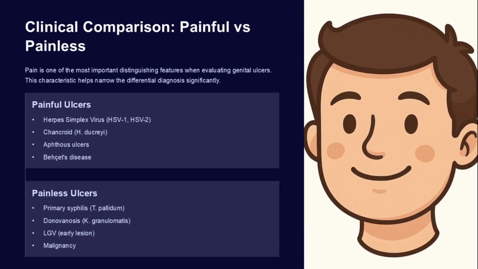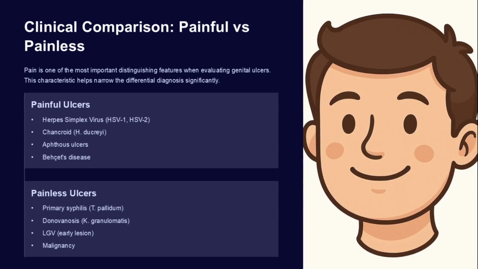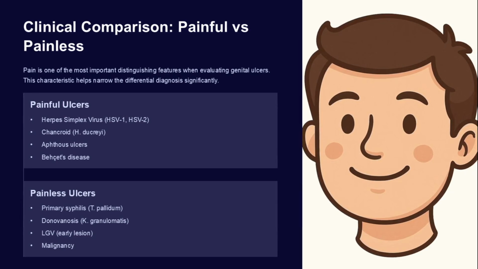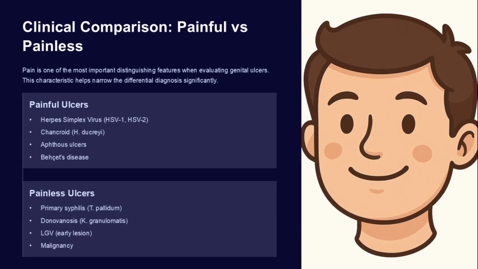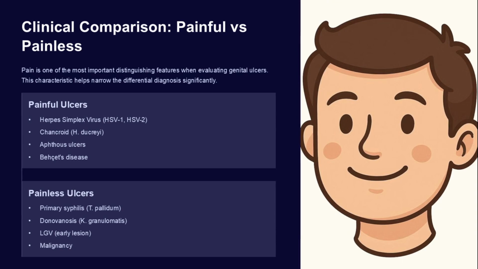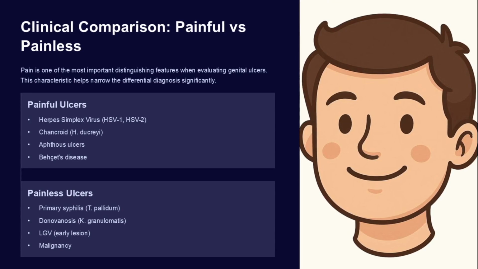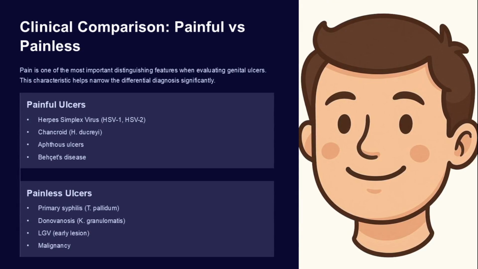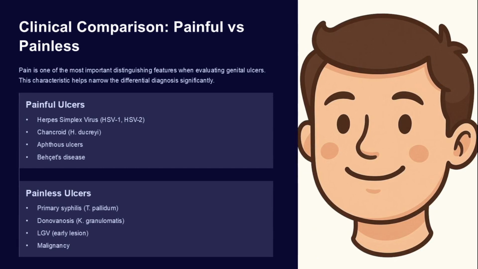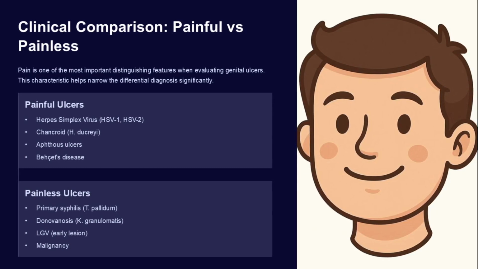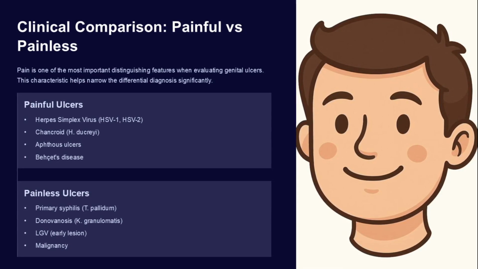Pain is one of the most important distinguishing features when evaluating genital ulcers. This characteristic helps narrow the differential diagnosis significantly. Painful ulcers include those caused by herpes simplex virus, chancroid, and others, while painless ulcers are often due to conditions like primary syphilis and LGV.